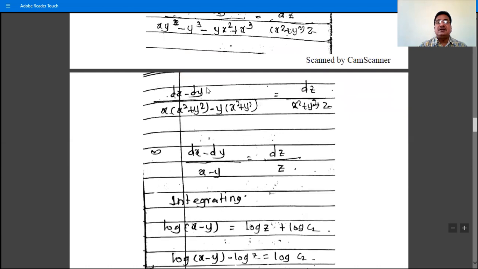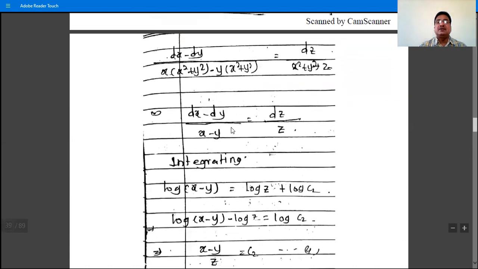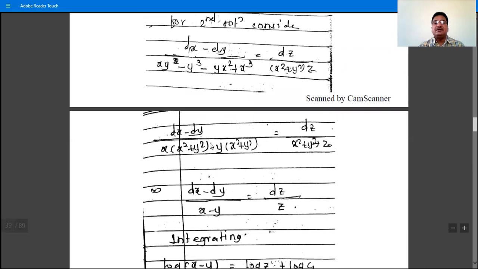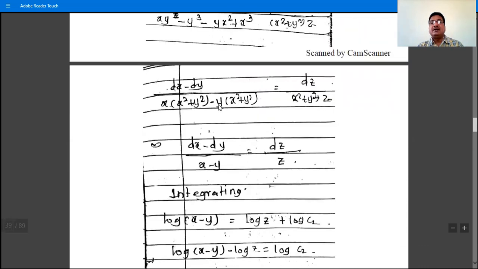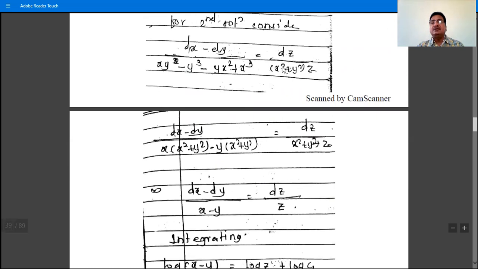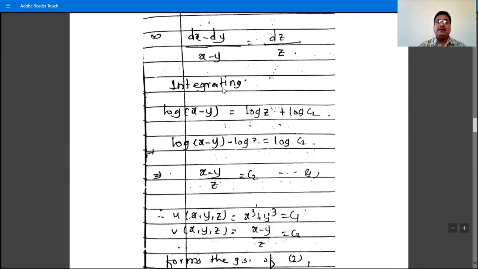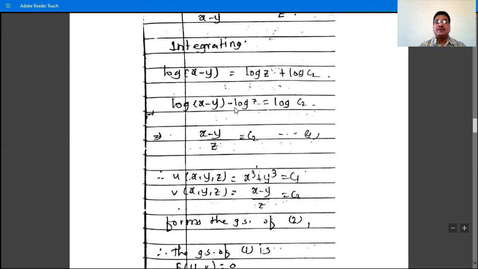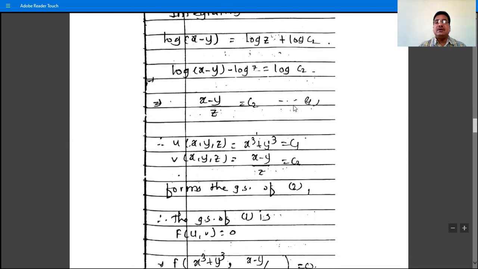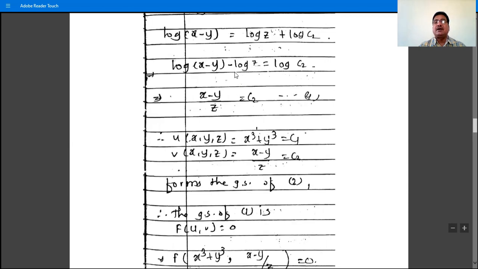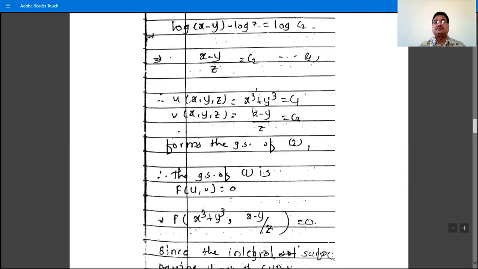So this is the second method, that is the method of multipliers. That is, in the place of each ratio, consider the third ratio and choose multipliers 1, minus 1, and 0. After integration, using the rule that integration of f dash x divided by f x is log f x, we have log of x minus y, and dz by z integrates to log z plus log c2. So log of x minus y minus log z is equal to log c2. Log a minus log b is log a by b, so x minus y by z is equal to c2.